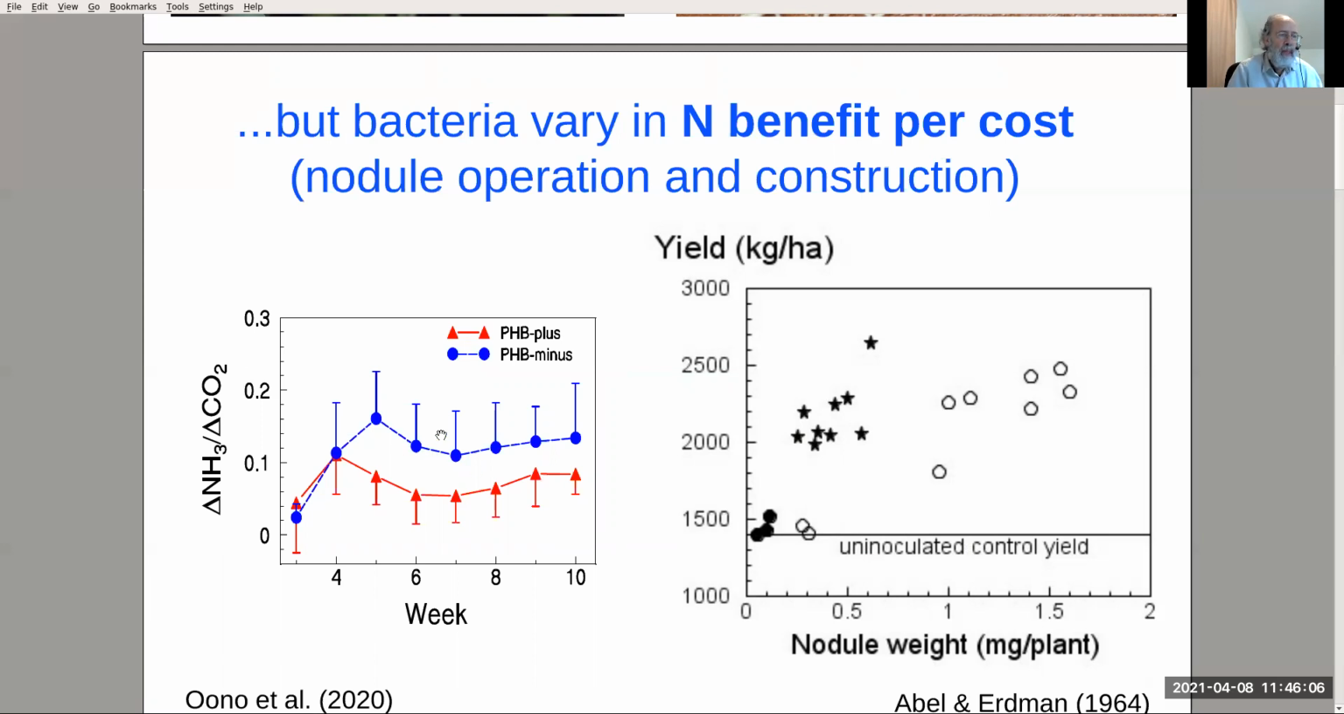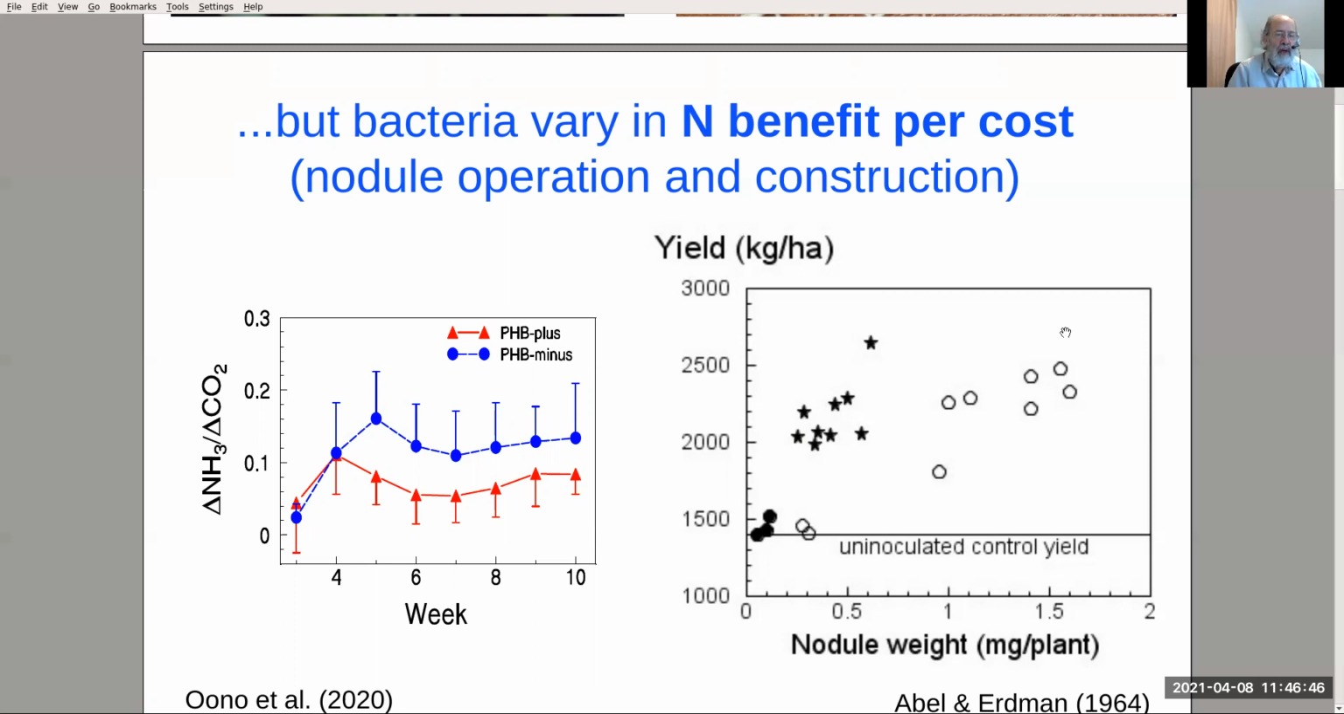And you can see in these data from a recent paper that this strain of bacteria, which has a knockout in a normal gene, is substantially more efficient in terms of how much nitrogen it's providing relative to its cost. But there's also the cost of making the nodules in the first place, and that's roughly proportional to the nodule weight, which is plotted here. And I've plotted here old data from 1964 of soybean yield as a function of nodule weight per plant.